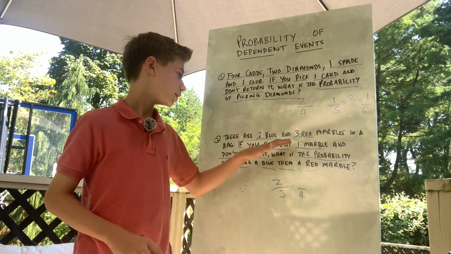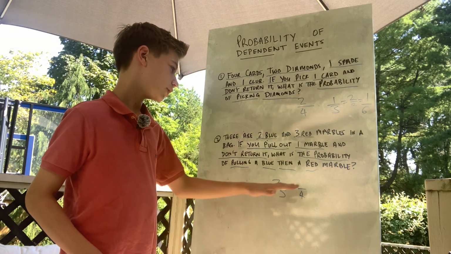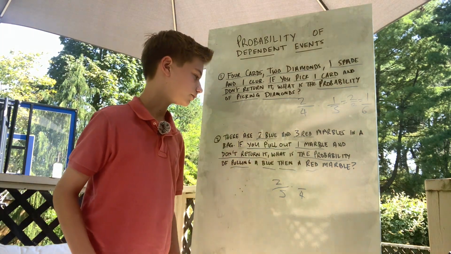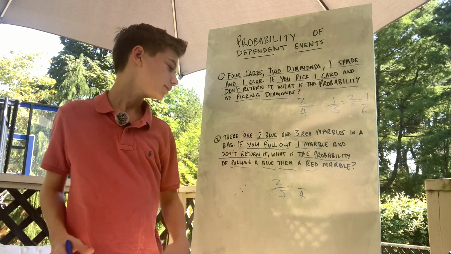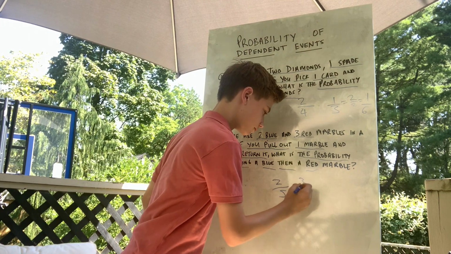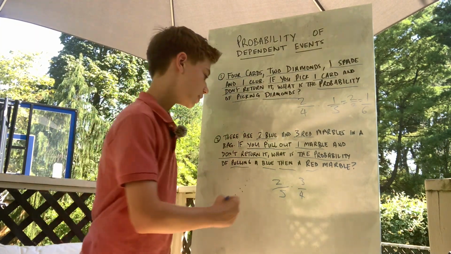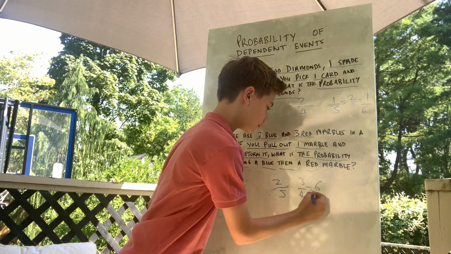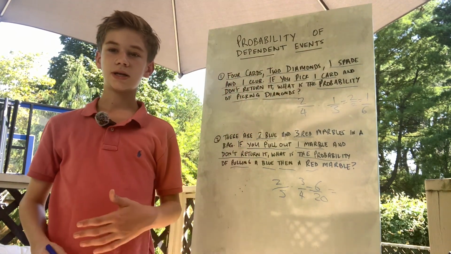Okay, now there's only 1 blue and there's 3 red. So what's the probability of picking a red marble? Well, since we have 3 red and it's not been affected in any way, we're going to put 3 as our numerator. Now, same as the first question, we're going to multiply them together, and we're going to get 6 out of 20. If we want to simplify that, we get 3 out of 10.